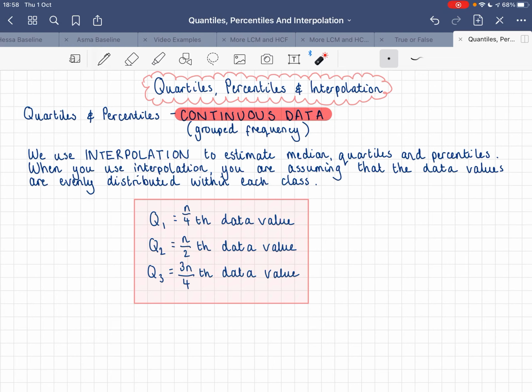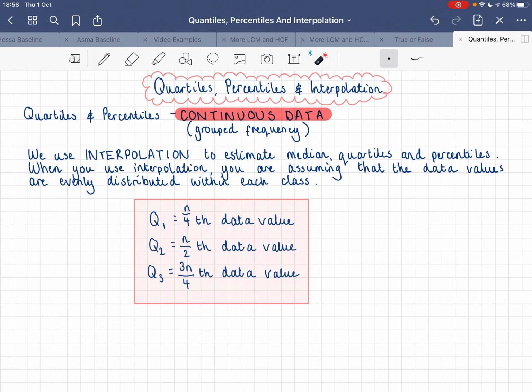For Q2 or the median, we divide it by 2 and we take that data value, and same thing, there's no rounding, whatever that number is, we choose that data value. And then Q3 would be your upper quartile. So you're finding 3/4 of n, so the 3n over 4th data value. I hope that makes sense. And we will have a look at that in action on the next slide.